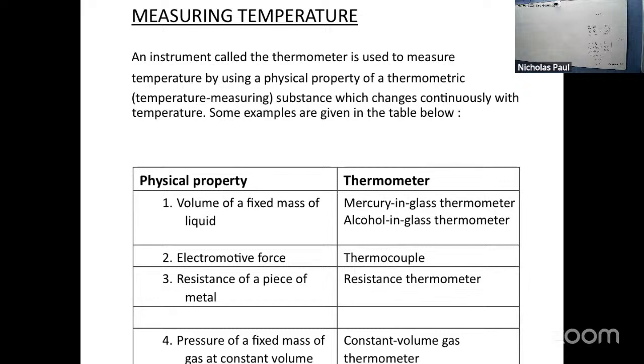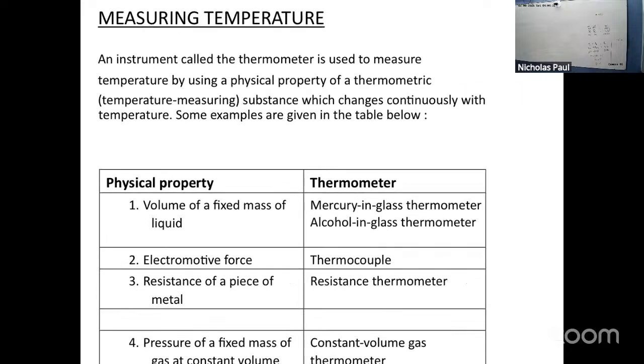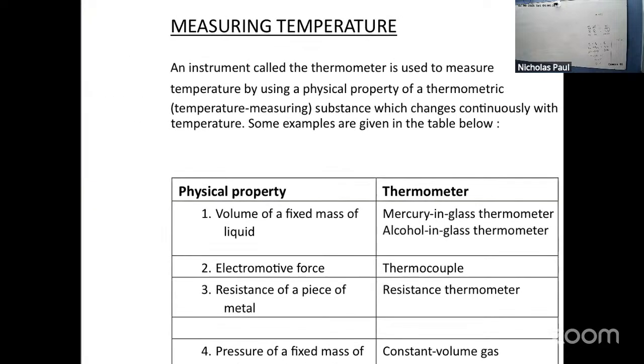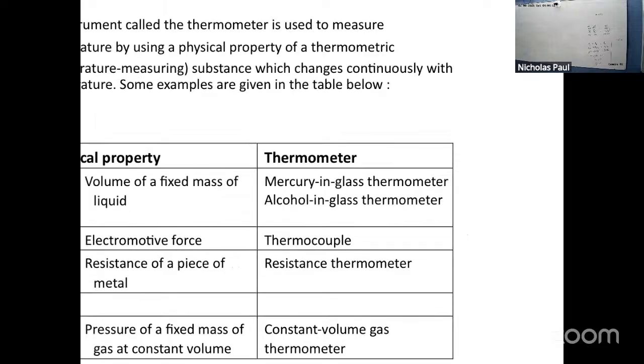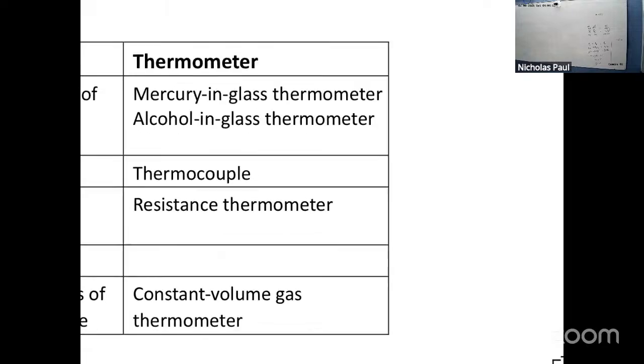So what is that complicated thing then? What is a thermometric substance? A thermometric substance is very simple. All it is, is something that is used to measure temperature, or something that changes continuously with temperature. So I want to show you a small example. By the way, we have all these thermometers here. Think of the mercury in glass thermometer, that's one that we have in the lab.